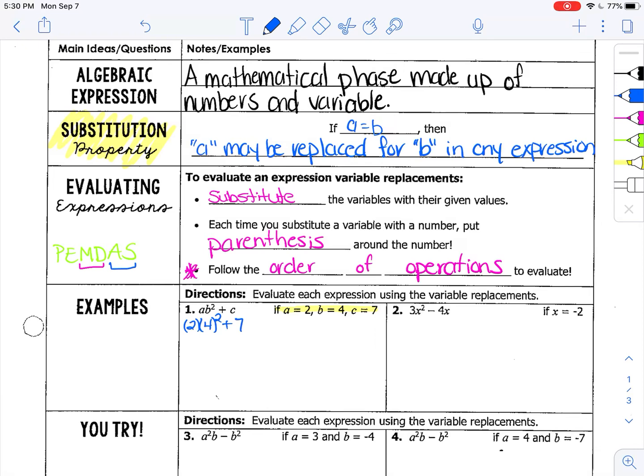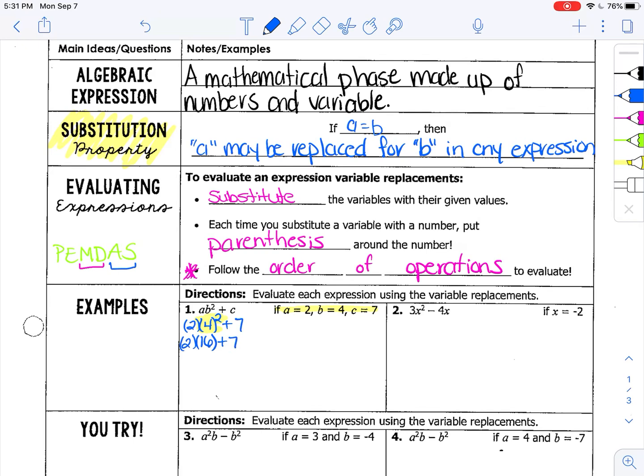Next, we're going to follow order of operations and evaluate this expression. According to PEMDAS, we want to do our exponent first. And as we perform order of operations, anything we're not using, we're just going to continue to bring down. So according to order of operations, we're going to do this 4 squared first. Everything else is going to come down. So we're going to bring down our 2 in parentheses. 4 squared, remember, is not 4 times 2 is 8. 4 squared is 4 times 4 is 16. And we're going to keep that 16 in parentheses, bring down your plus 7.